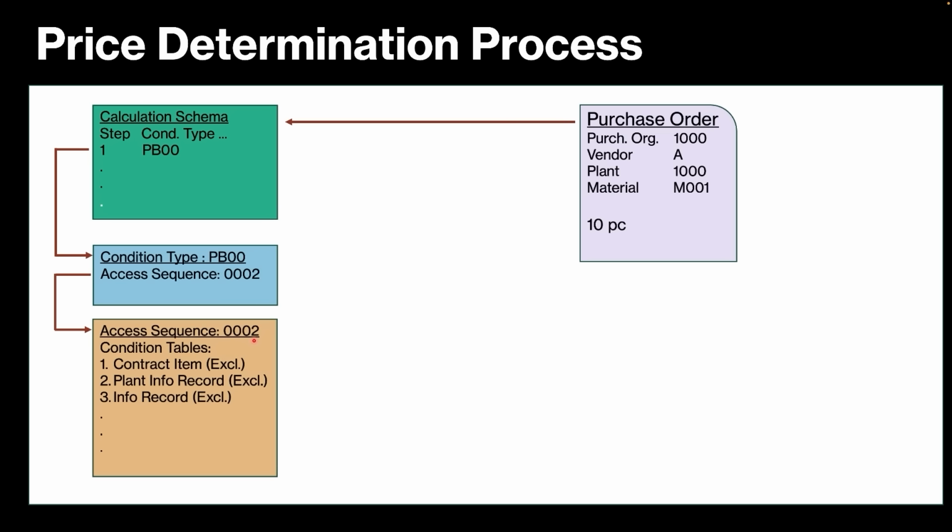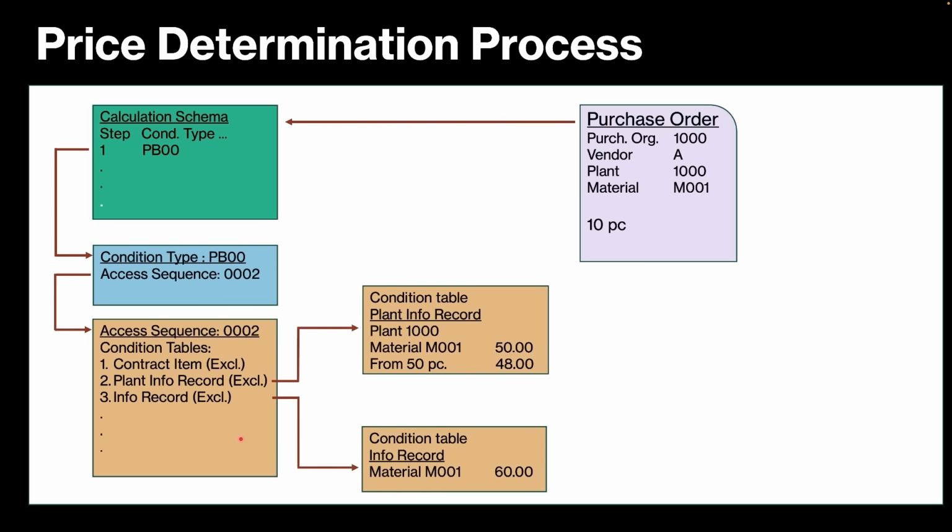So you can see this access sequence contains multiple tables against which this exclusive checkbox has been marked. Then system will check what all condition records have been maintained against all these tables. So you can see system was able to find two condition records, one against condition table plant info record and one against condition table info record. That is, system was able to determine the condition records for info record with plant and info record without plant.